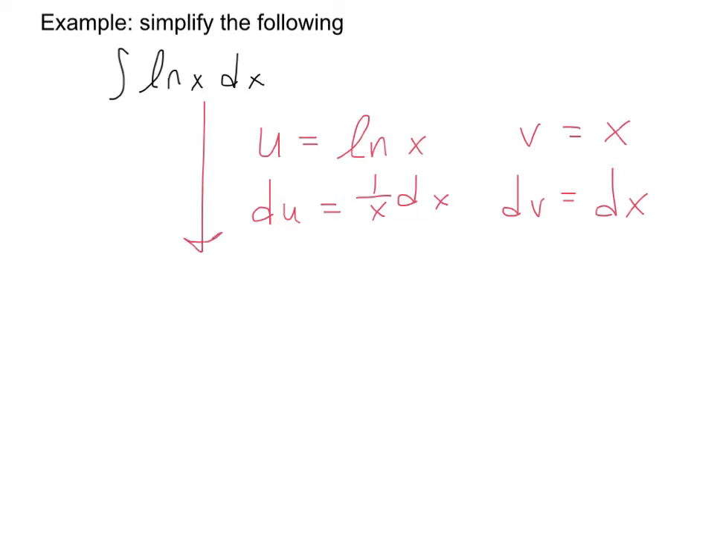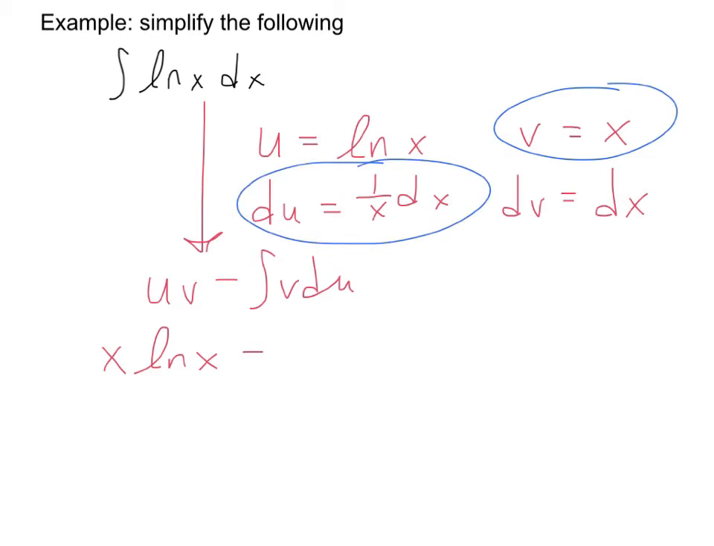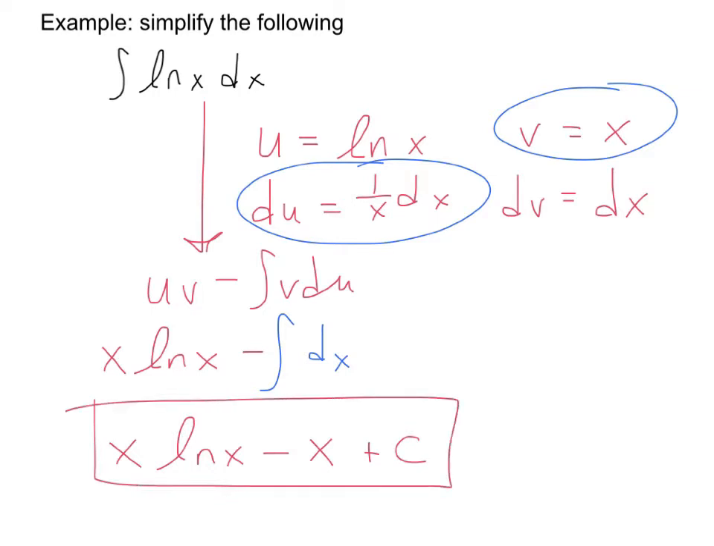So now let's transform this integral. I'm supposed to transform it into uv minus the integral of v du. uv is x ln x minus the integral of v du, and here's where the magic happens. When I do v du, x times 1 over x gives me just dx. So what I end up with is x ln x minus the integral of dx, which is x, plus c. And if you've ever wondered what the integral of natural log x is, there it is. x ln x minus x plus c.